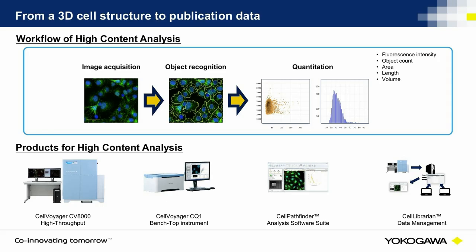Yokogawa offers two high-content analysis platforms: a high-throughput device with multiple cameras and a kinetic module, which we call the Cell Voyager 8000, as well as a benchtop instrument, which is called the CQ1. The CQ1 instrument was actually used in our collaboration with InSphero, and I will talk about its specifications in just a few minutes. We complete our high-content analysis portfolio with an analysis software suite, which we call CellPathfinder, and a data management infrastructure, which is beneficial in high-content analysis applications, but it's not in scope of today's talk.